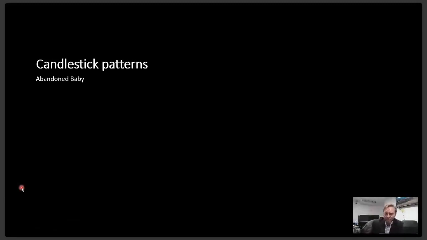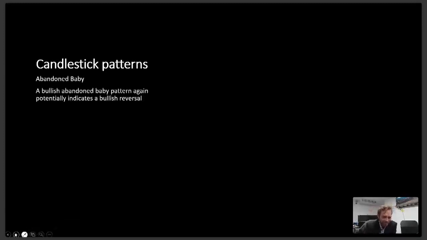Because this one's called the abandoned baby, and it's a very rare candlestick pattern to see. Now, again, you get the bearish and the bullish abandoned baby pattern. But like I say, the bullish abandoned baby pattern potentially indicates a bullish reversal, whereas the bearish will potentially indicate a bearish reversal.